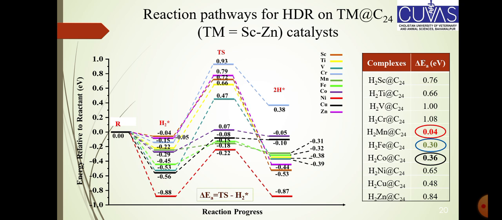Moreover, the dissociation barriers for the hydrogen molecule over the iron and cobalt complexes are almost comparable, with a difference of 0.06 electron volt. These results show that the manganese doped C24 nanocage showed the best catalytic activity among the rest of the studied first row transition metal complexes.